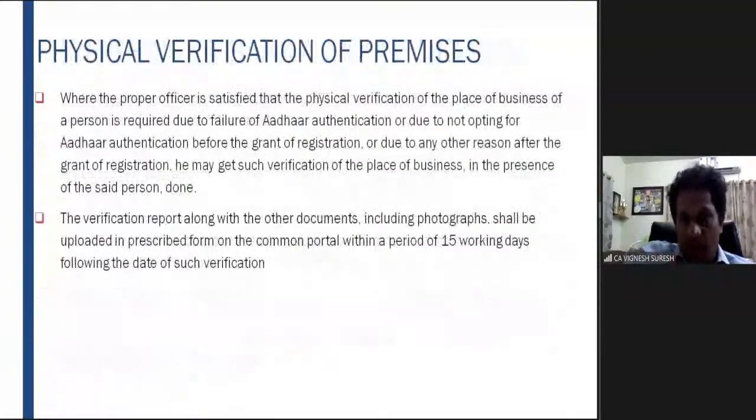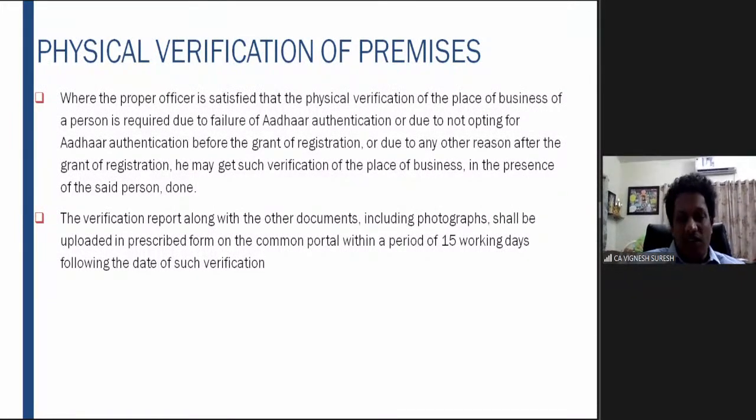attach your bank statement. So wherever physical verification is required and the proper officer is satisfied that it is needed, he can go and verify the place of business. Verification report, photographs, etc. should be posted on the common portal within 15 days following the date of such verification.